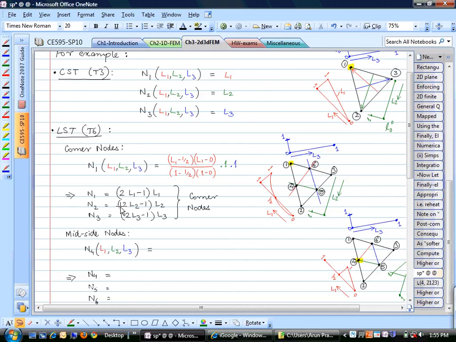The other two shape functions are just the same thing in the L2 and the L3 direction. So what we have now is shape functions for the corner nodes, which are 1, 2, and 3.